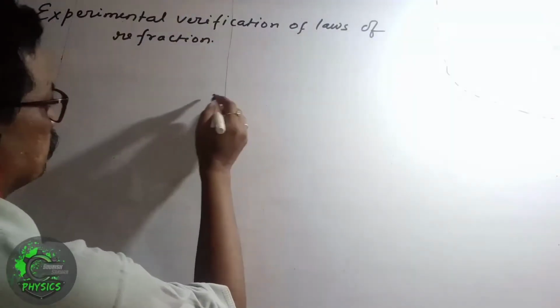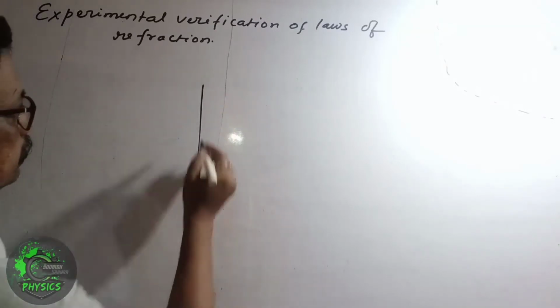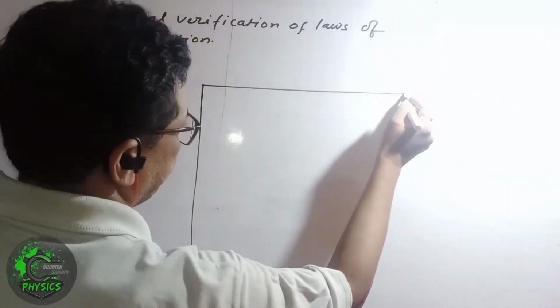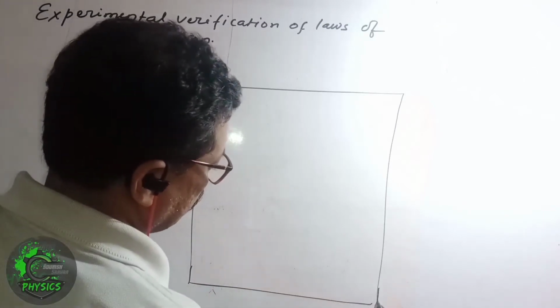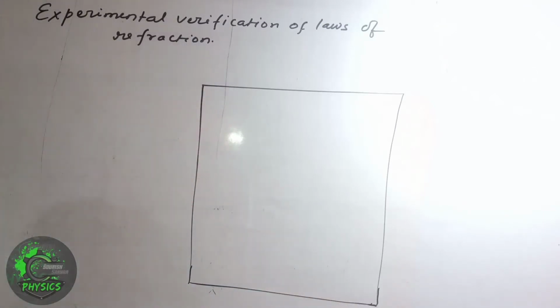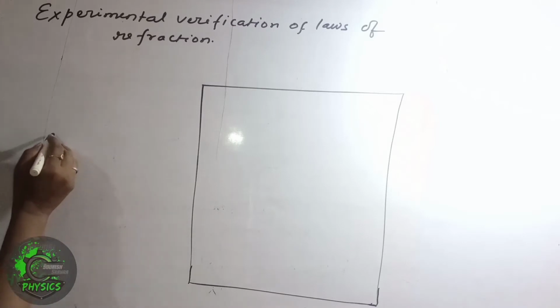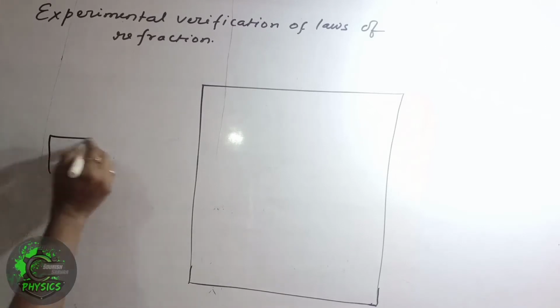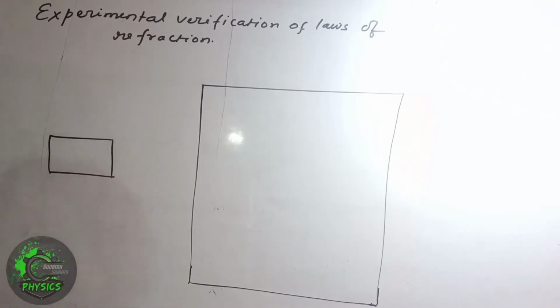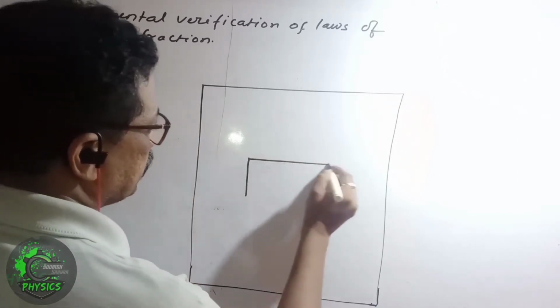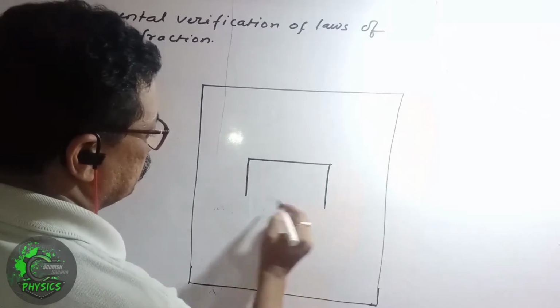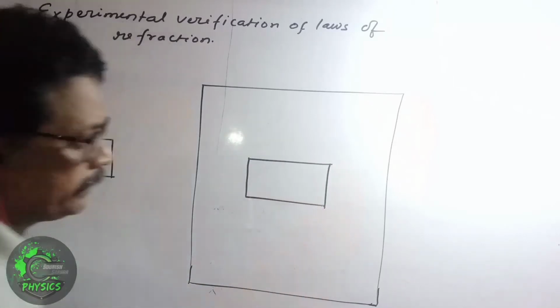First of all, you need to take one white sheet that you are going to fix on the drawing board. Now suppose this is a glass slab, a thick glass slab. You have to keep this glass slab on this white board.